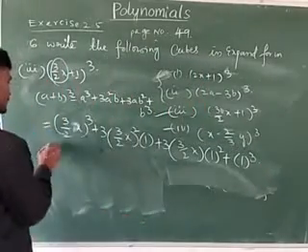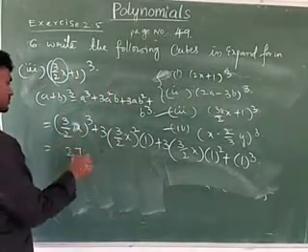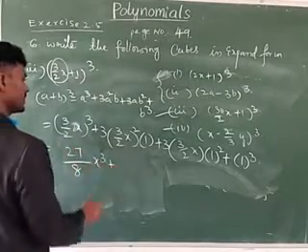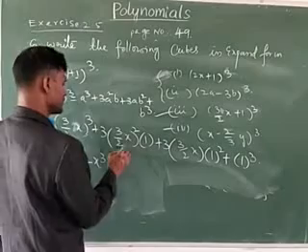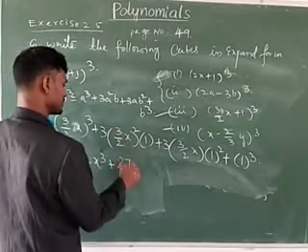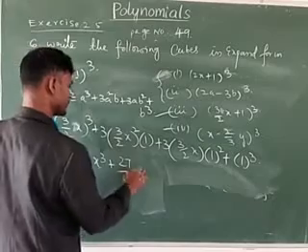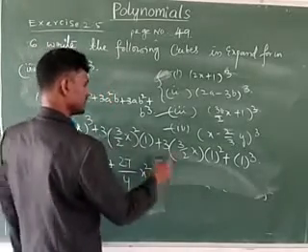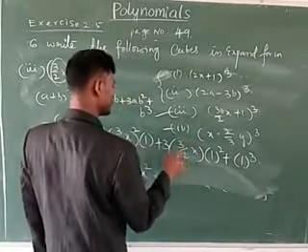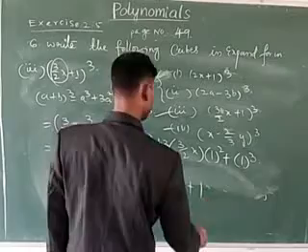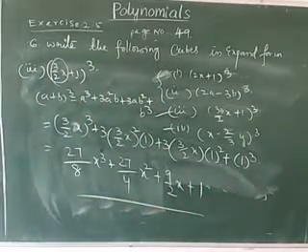Now rewrite this one. 3 cube is 27, 2 cube is 8, and x cube. Next, 3 into 3 square 9, 9 threes are 27, here 2 square 4, x square. Then plus 1 square is 1, 3 into 3 is 9 by 2 x, plus 1 cube is 1. This is the answer. Note down.